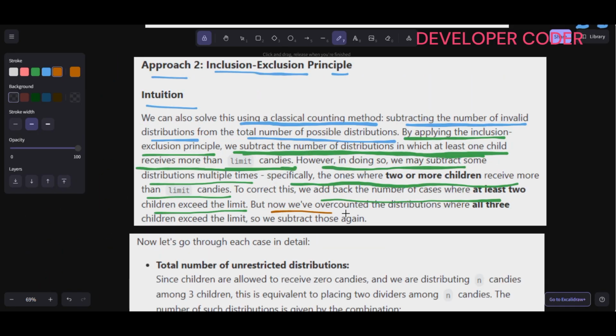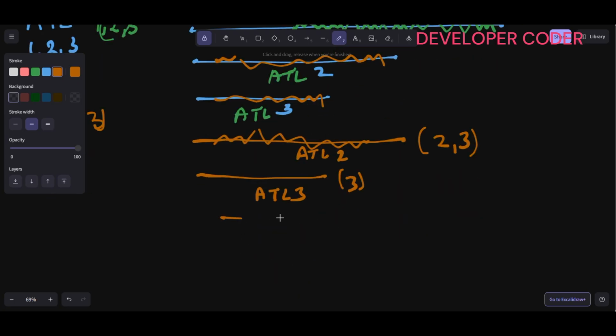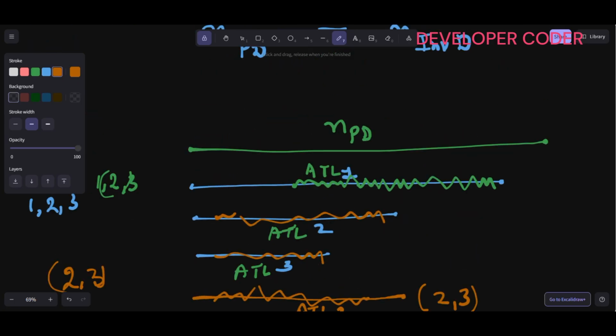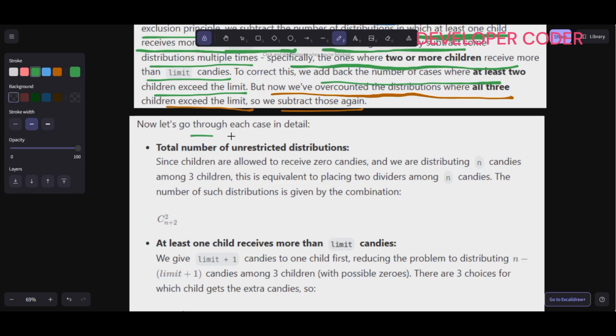Now we have overcounted the distributions where all 3 children exceed the limit, so we subtract those again. So now we have to subtract these at least 3 also again. In the end we are just going to remain with the valid distributions only. So this is the formula that we are going to use. What is the formula? Let's go through each case in detail.